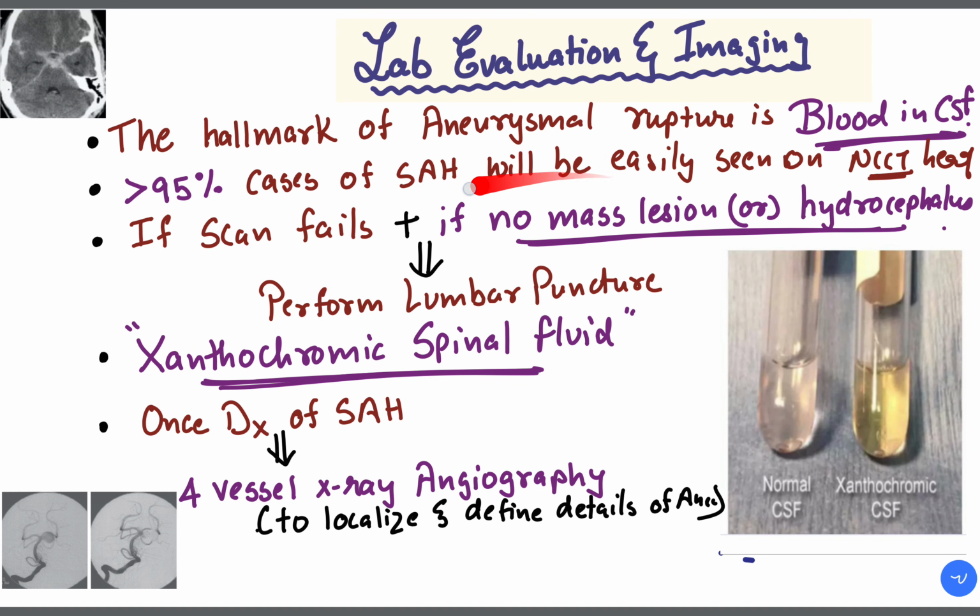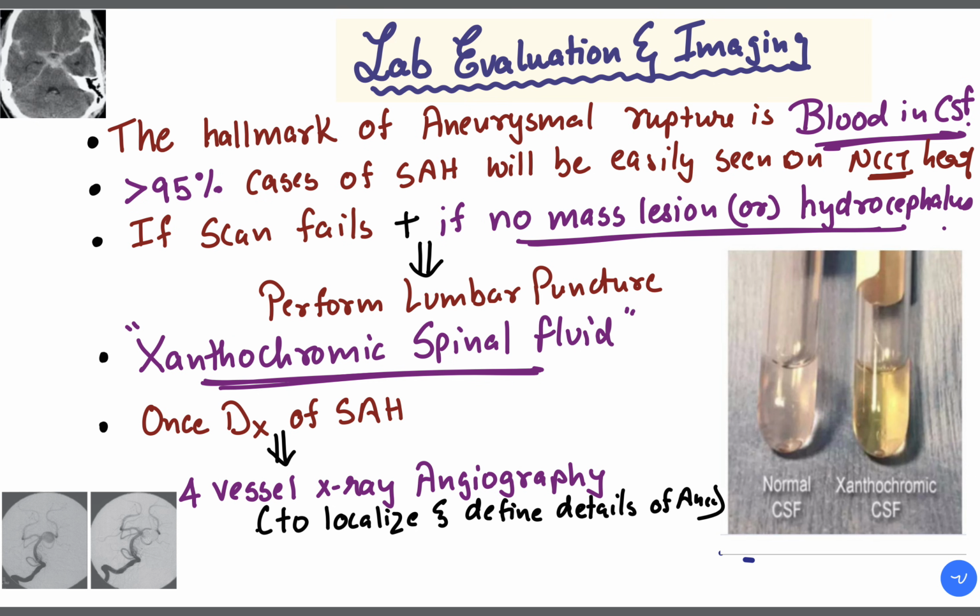If the CT head is not conclusive and the suspicion of subarachnoid hemorrhage is high, and if there is no mass lesion or hydrocephalus, then we can go in and perform lumbar puncture. This is the image of CSF fluid following a lumbar puncture, which shows this yellowish tinge of CSF fluid, also known as xanthochromic CSF, xanthochromic spinal fluid, which is a characteristic of subarachnoid hemorrhage.